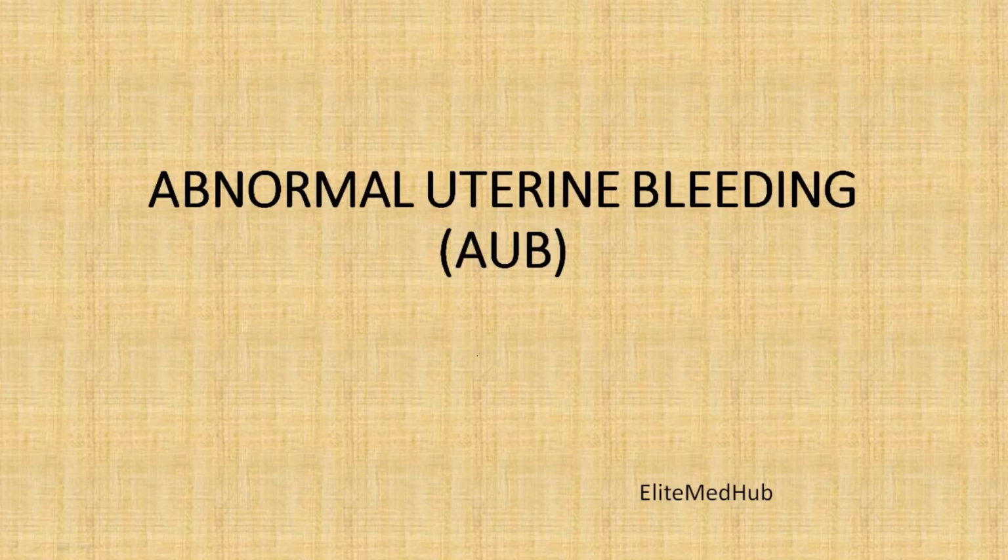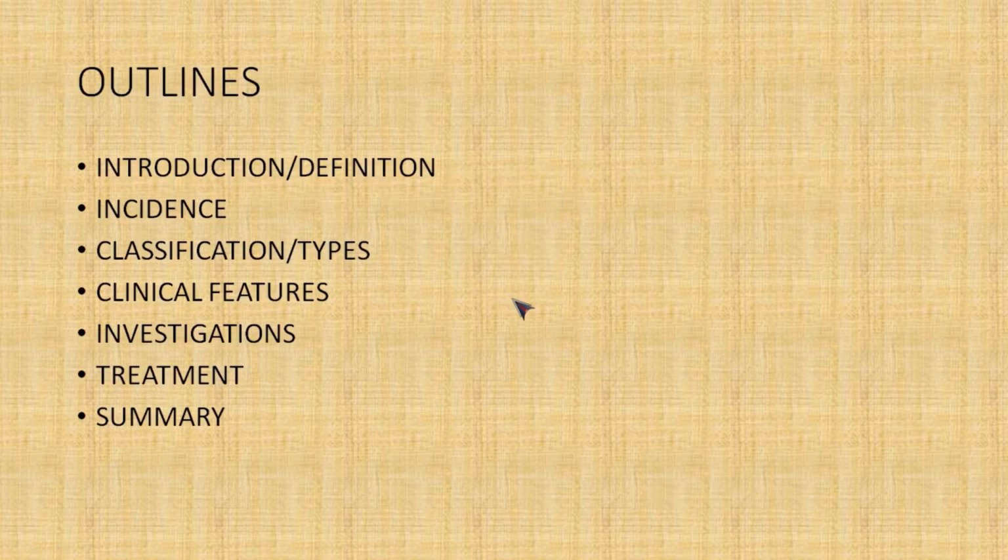Today we're going to be having a full lecture on abnormal uterine bleeding, known as AUB. We're going to be using the outline: introduction/definition, incidence, classification/types, clinical features, investigation, treatment, and summary.